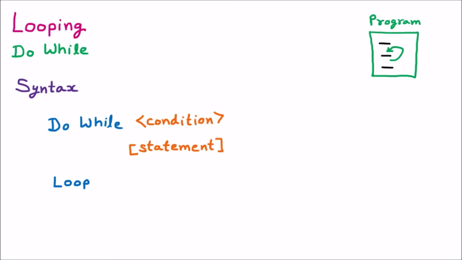Now to understand the do while, I am taking one example here. Let us suppose we have the numbers 1, 2, 3 and 4. This is a sequence of a few numbers, 1, 2, 3, 4, and that is what we want to print.